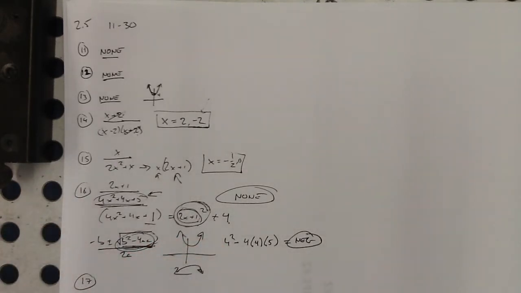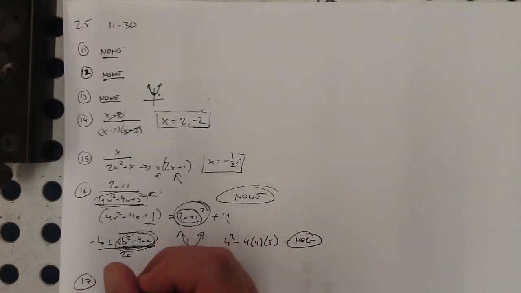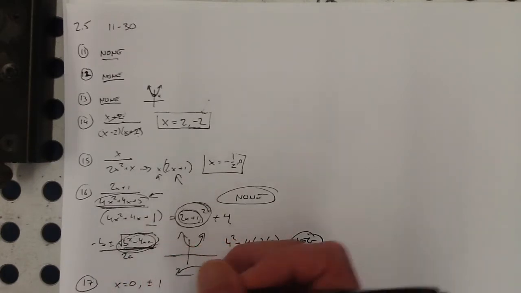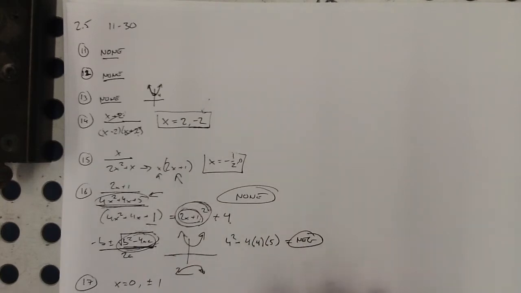Number 17, okay, I got two separate things here, so none of the denominators can be, or neither of them, can be equal to 0. So that means x equals 0, that's going to be a discontinuity, and plus or minus 1 also going to cause problems.